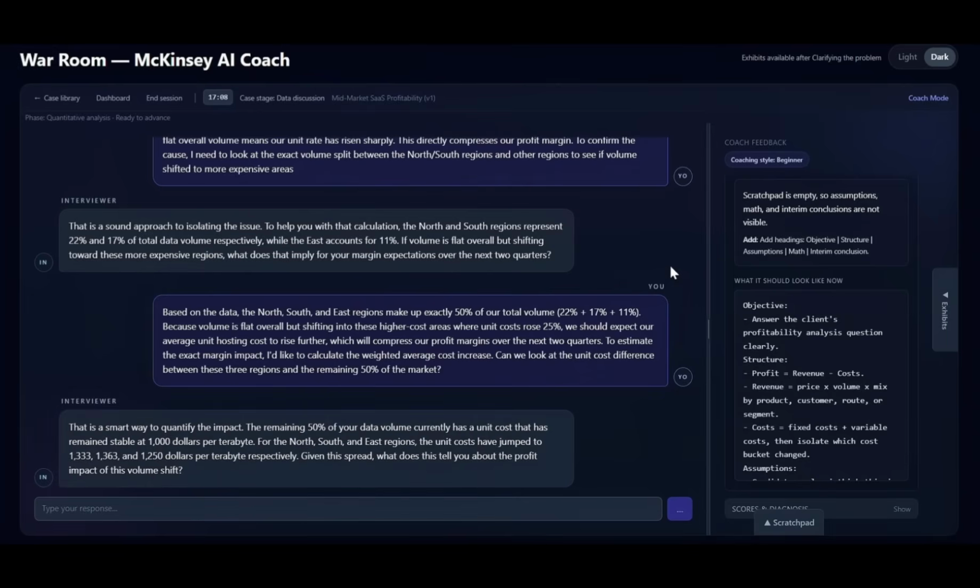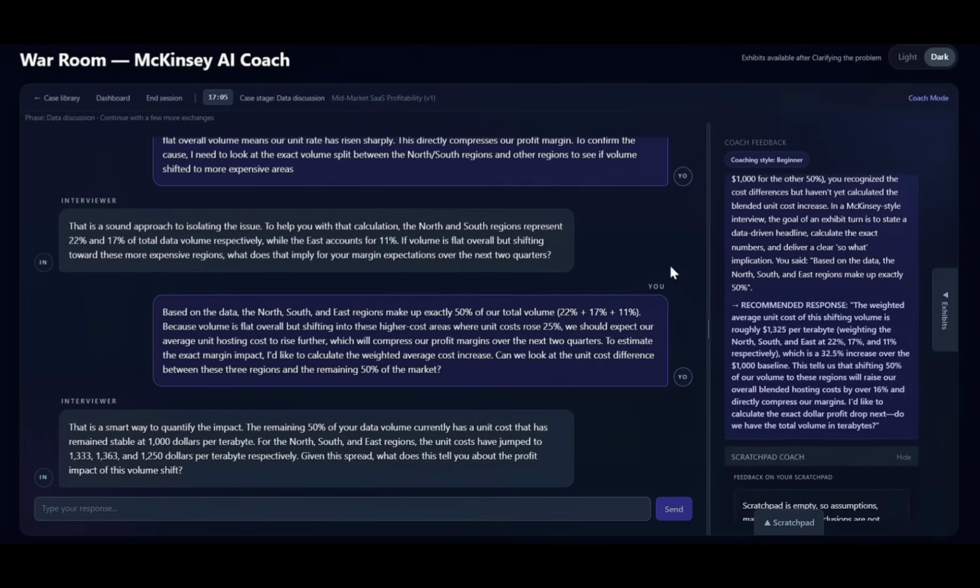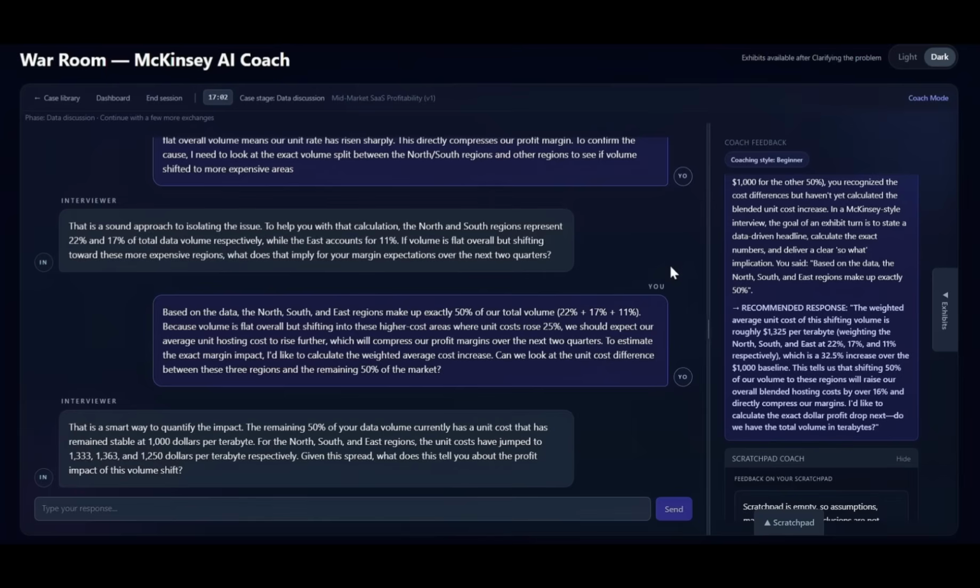It tells us that the remaining 50% outside of the 3 regions we've been given currently has a unit cost that's remained stable at $1,000 per terabyte. For the North, South, and East regions, the unit costs have jumped to $1,333, $1,363, and $1,250 per terabyte, respectively. Given this spread, what does this tell us about the profit impact of this volume shift?